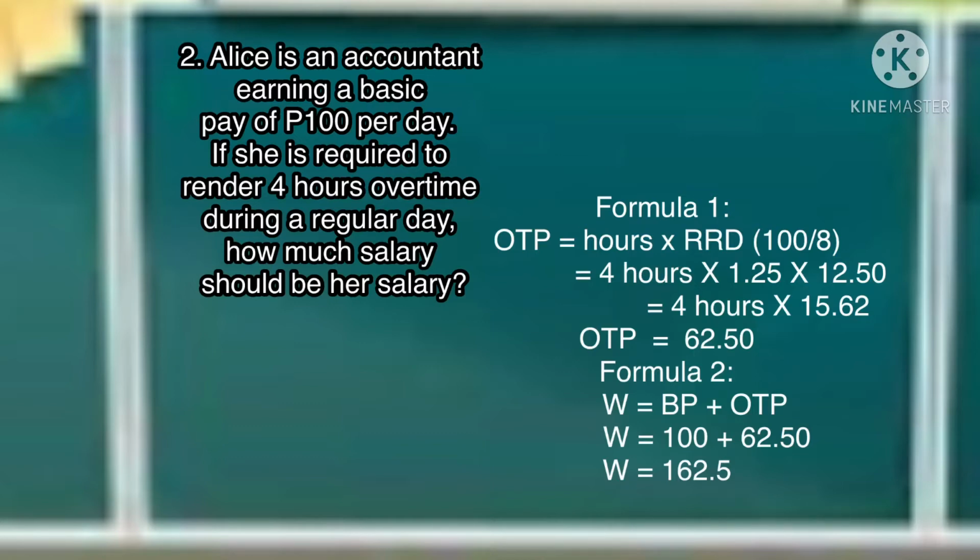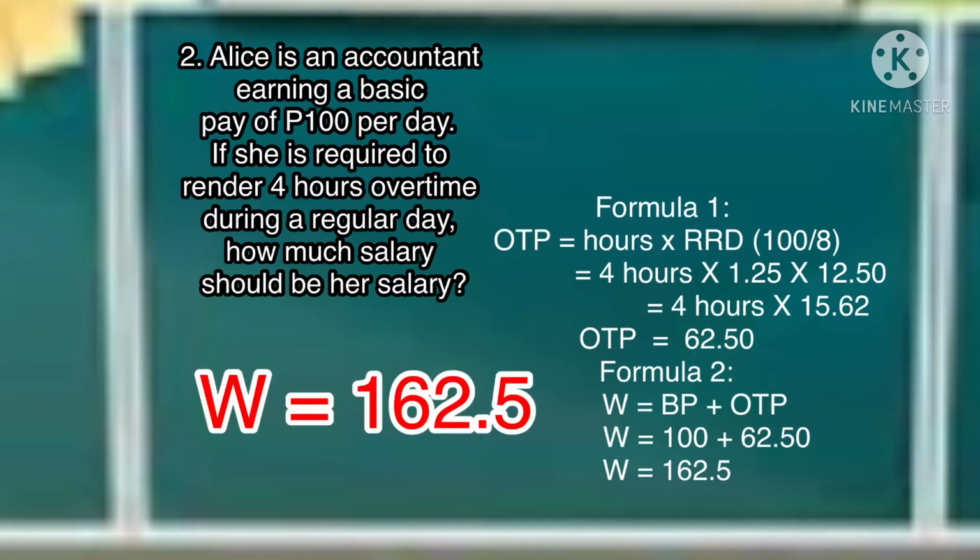In order to find out the total wages of Alice on that day, we simply add the basic pay to the overtime pay, 100 plus 62.50, which is 162.50, the total amount of wages that Alice will receive.